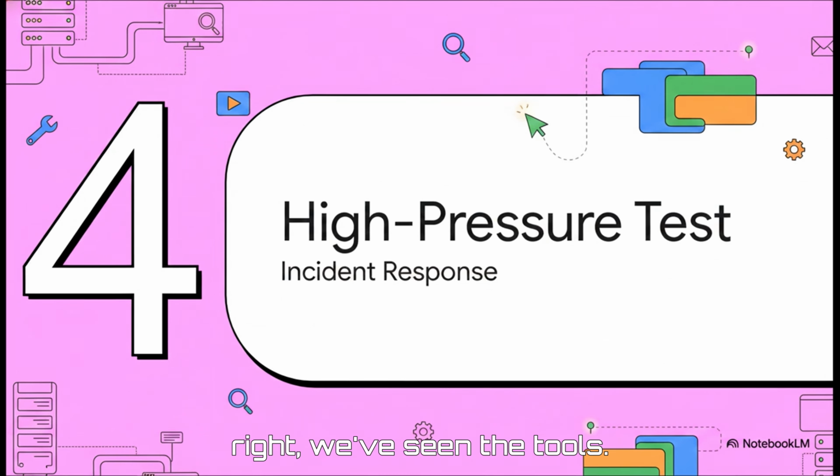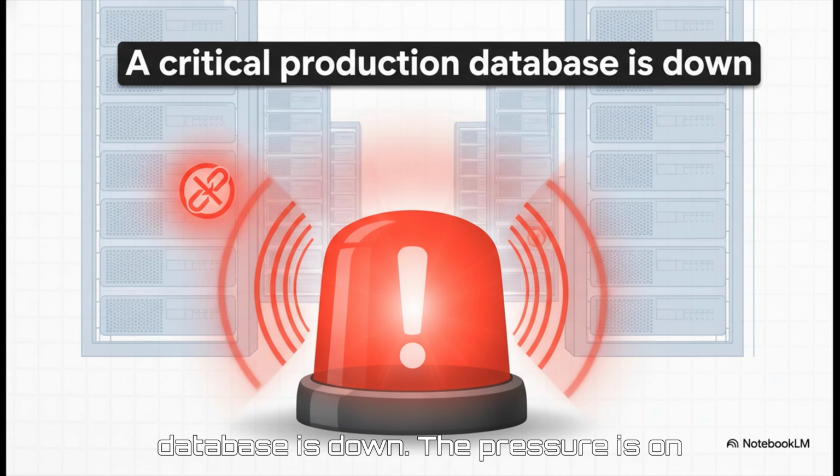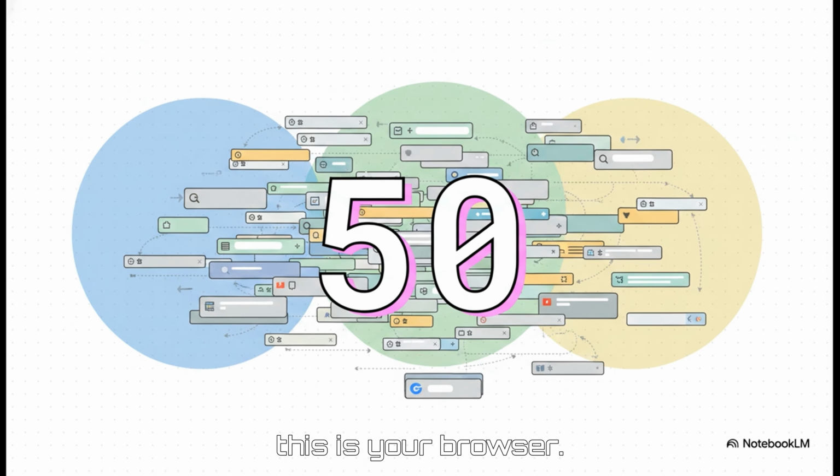All right, we've seen the tools. Now let's put them all together and see how they work in a realistic, high-stakes scenario that, let's be honest, every IT professional has lived through. The alert comes in. A critical production database is down. The pressure is on. Big time. And at that exact moment, this is your browser.